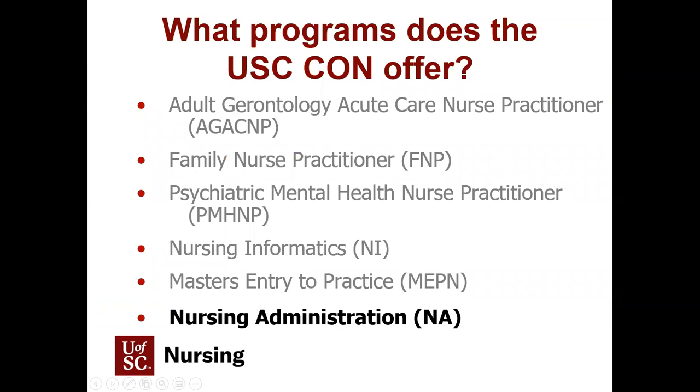All right, so I don't want to spend too much time on this, but I wanted to give you a brief overview of the other programs the College of Nursing offers. We offer 6 different master's degree programs. The first 3 are clinical in nature: the adult gerontology acute care, family nurse practitioner, and psych mental health. Those again have the clinical focus to become an NP. Nursing informatics is for individuals who want to deal with data management in a healthcare setting. The Master's Entry to Practice is for individuals without a BSN who want to earn a nursing degree. Each of those programs has slightly different focus and requirements. Again, this presentation today is going to focus on the nursing administration program. If you're interested in one of the other programs, let me know and we can talk about that offline.